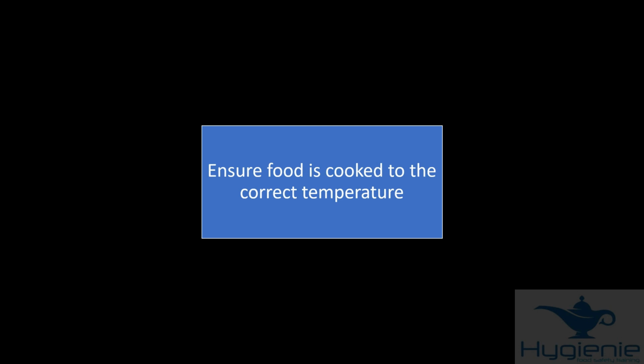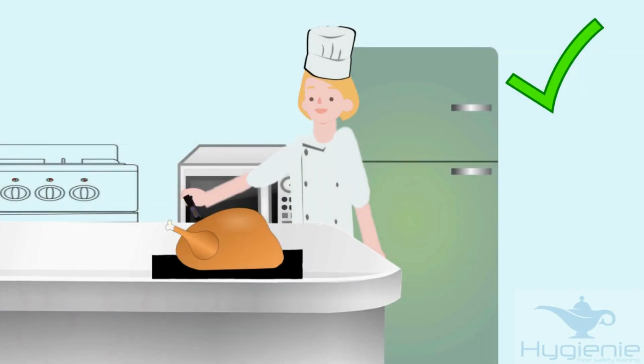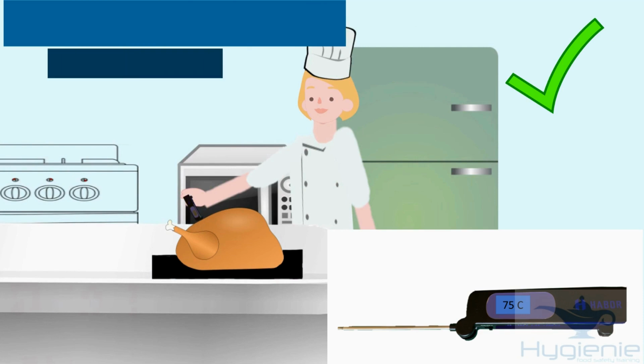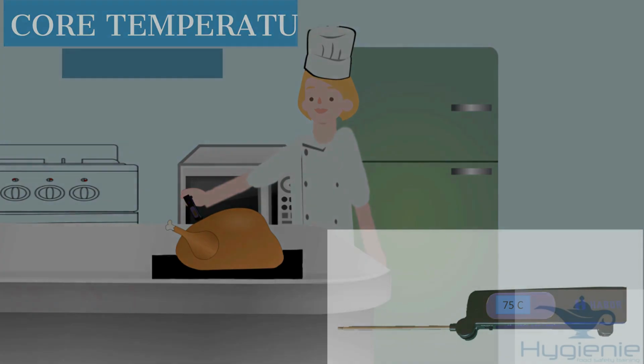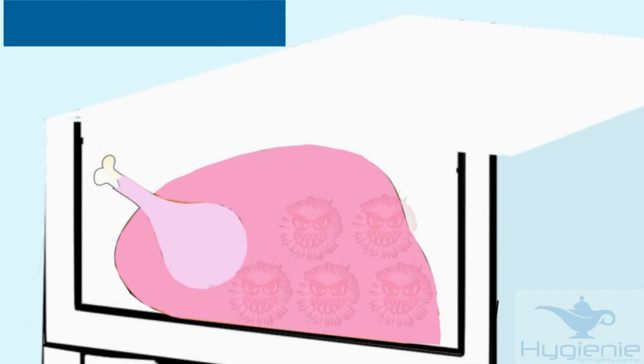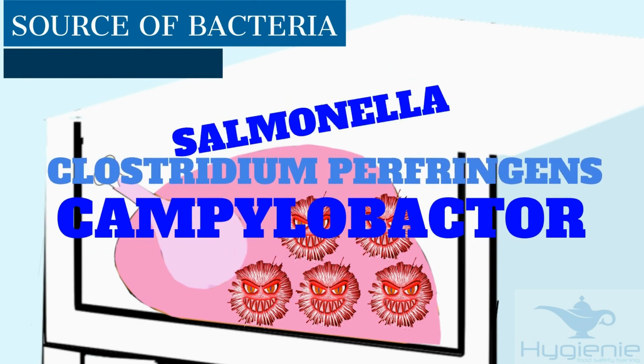Let's focus now on survival. Firstly, to ensure bacteria can't survive, we need to cook it to the correct temperature. Our chef sanitised the probe before checking the temperature of the turkey. She also inserted the probe deep into the meat to obtain the core temperature, which was 75 degrees. Remember, the turkey was potentially a source of different types of bacteria.